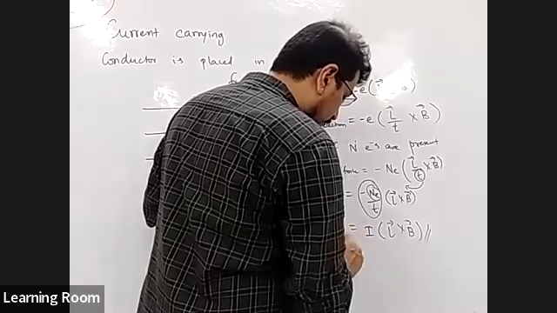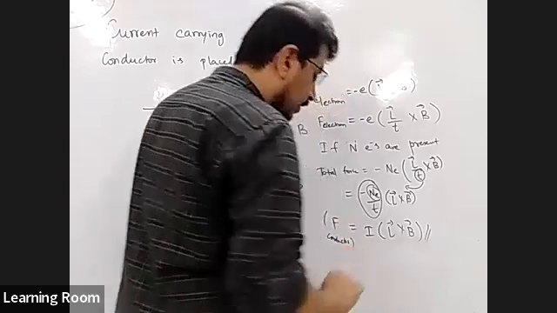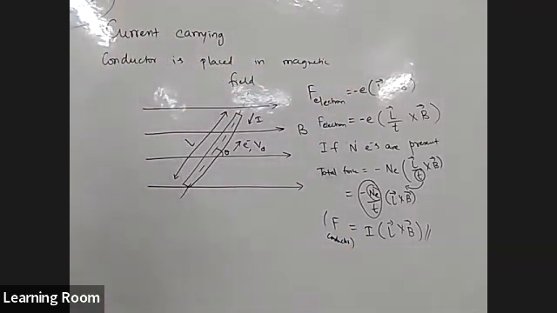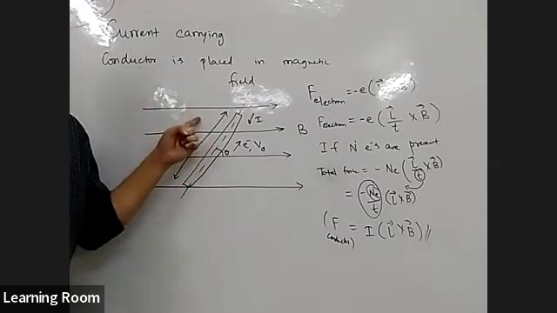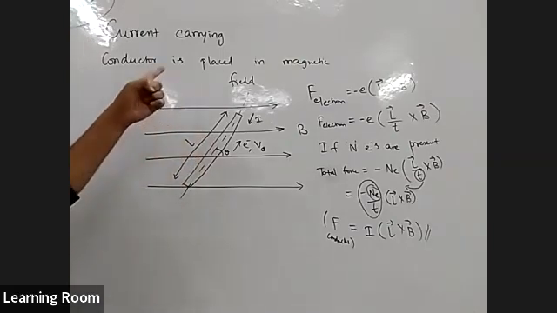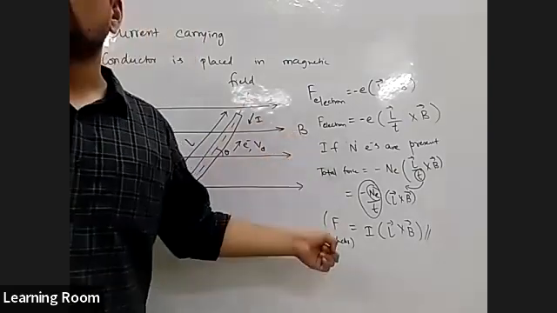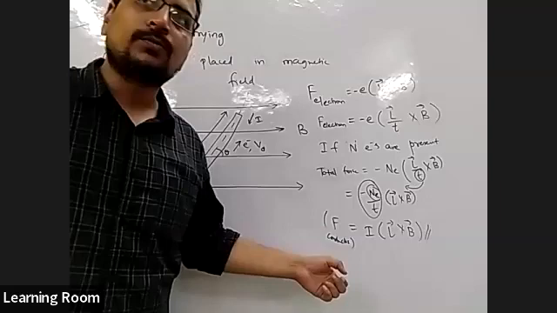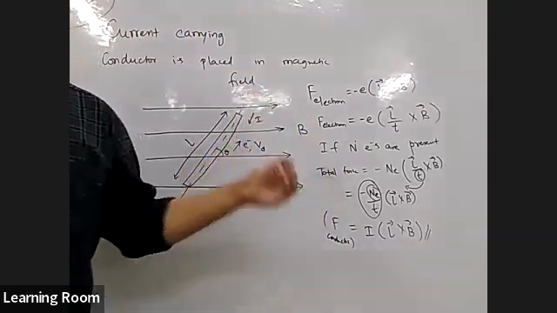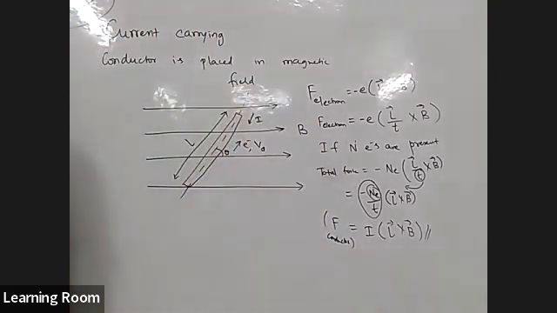So this is going to be the force experienced by the conductor. So what happens is when a current carrying conductor of length L is placed in a magnetic field B, then the force experienced by the current carrying conductor is given by the expression I into L vector cross B vector. Okay.